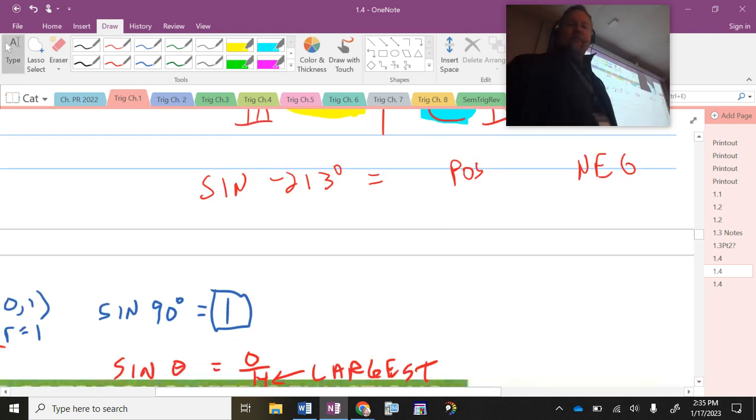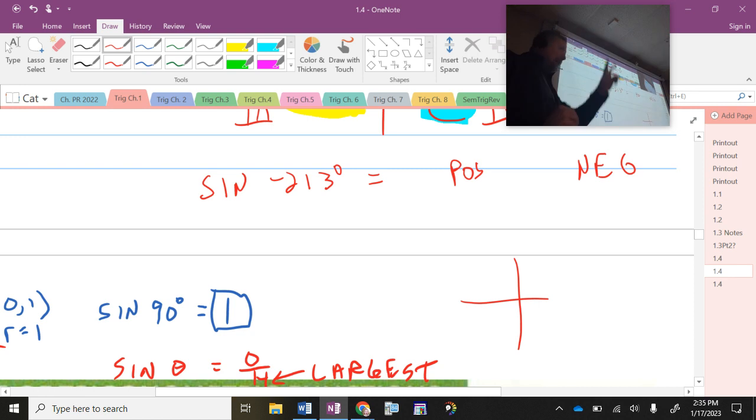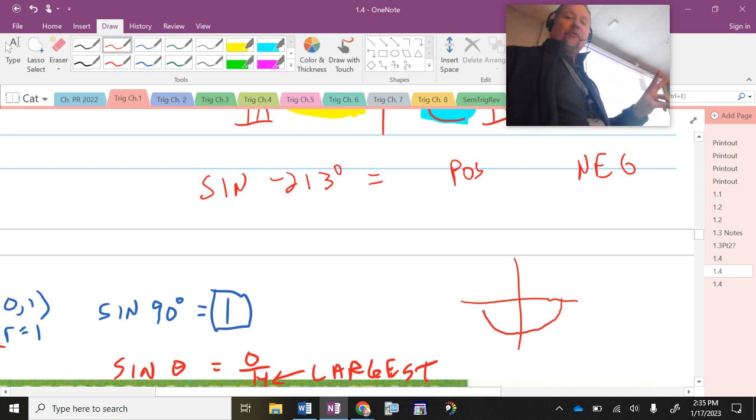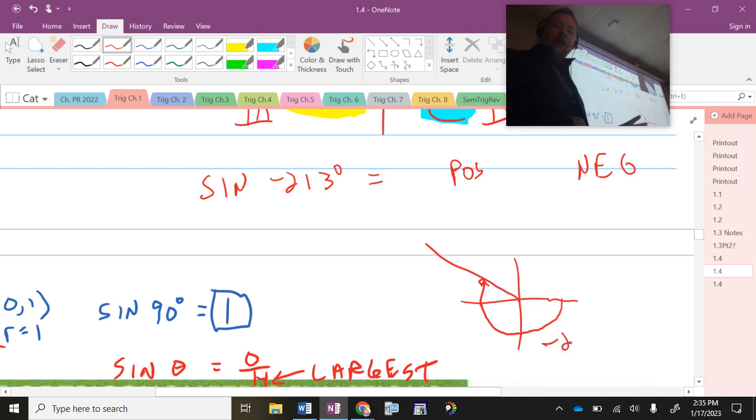Well, very simple. Where does negative 213 land? What quadrant? It actually is 2. And those that got that fast, I appreciate you. Hopefully you did it this way, because this is negative 180. So negative 213 lands there. That's negative 213 degrees. And then if you put ASTC, what can you expect? A positive or a negative answer?